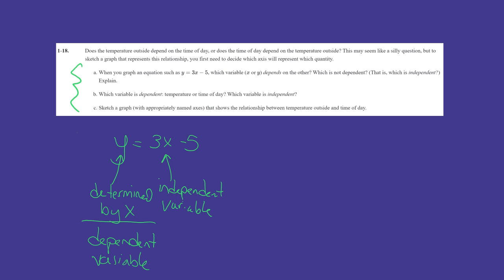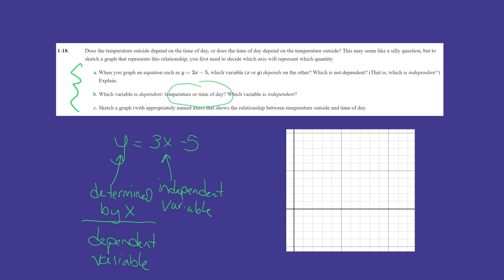So in this problem, time of day or temperature, which one's dependent? Well, the dependent is the temperature. Time of day is independent, and temperature is dependent because it's determined by the time of day.